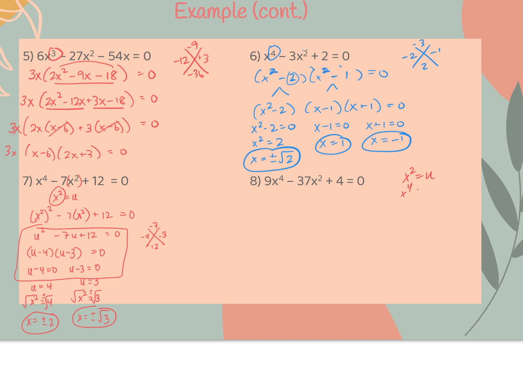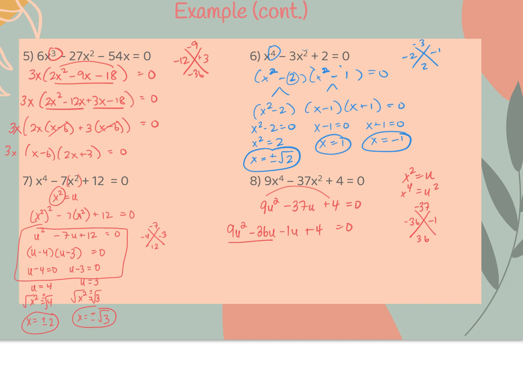So x to the fourth is the same as u squared, right? So this is going to be 9u squared minus 37u plus 4 equals 0. Again, this is a nasty problem because I've got to multiply it, and I know that my product has to be 36 and my sum has to be negative 37, so that's minus 36 and minus 1. So let's expand this out. First term stays the same, middle term expands, and the last term stays the same.